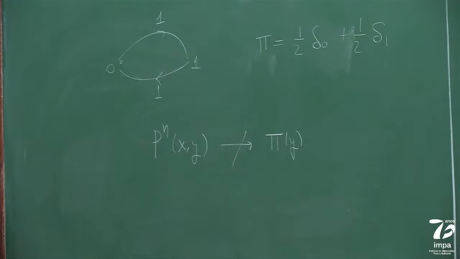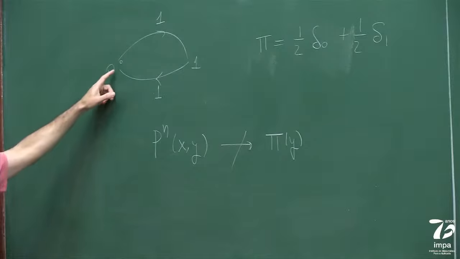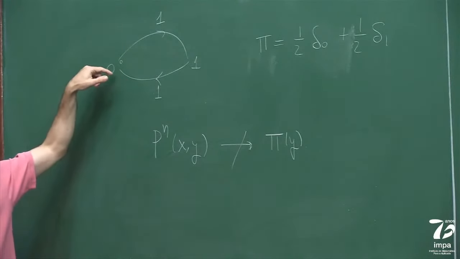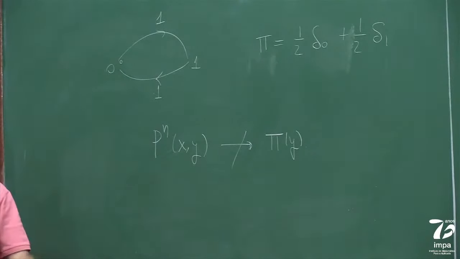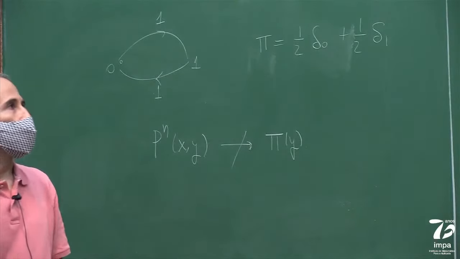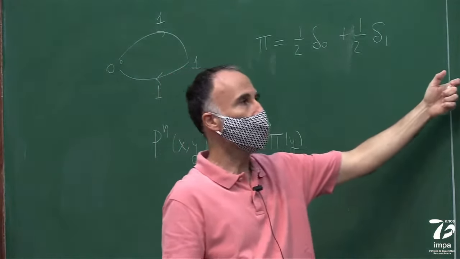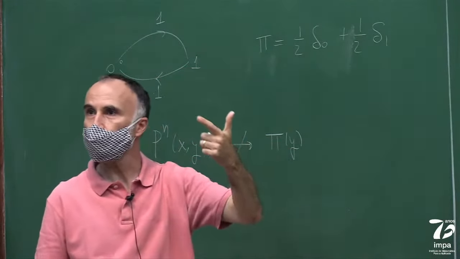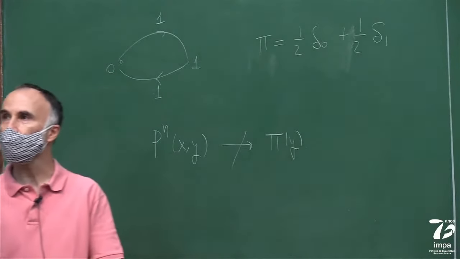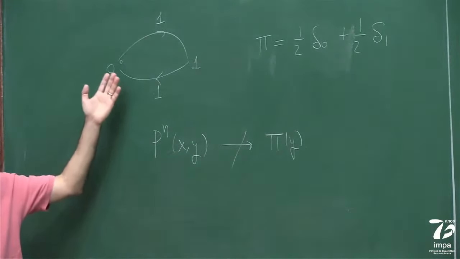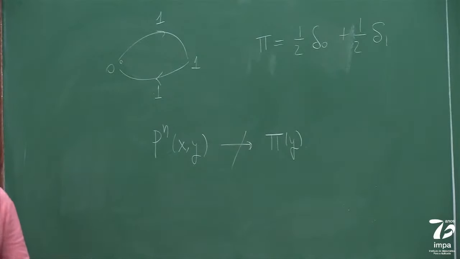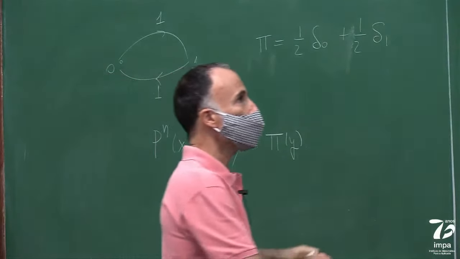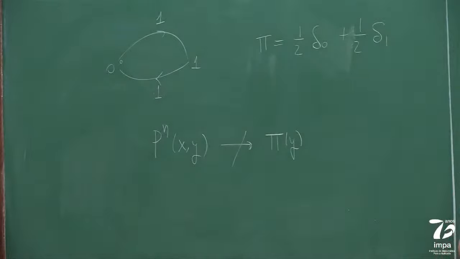And this is because, well, the chain is what we call periodic. Because if you start from 0, you visit 0 only at even times. So there is a periodicity. So I introduced here one condition. Now I will introduce a second condition. And this second condition is sufficient in order to guarantee convergence. And this second condition is called aperiodicity.